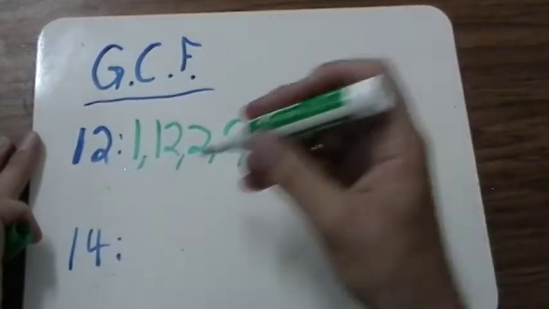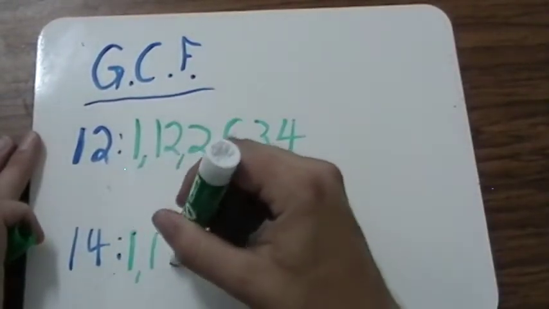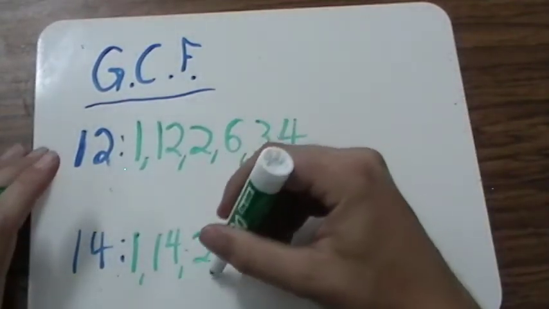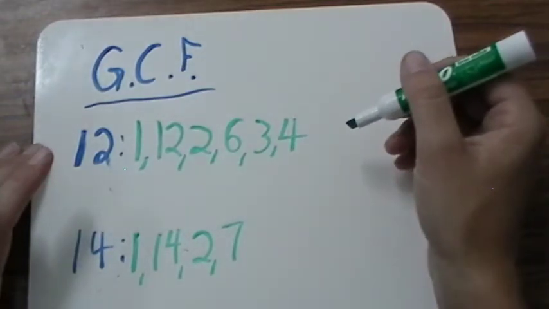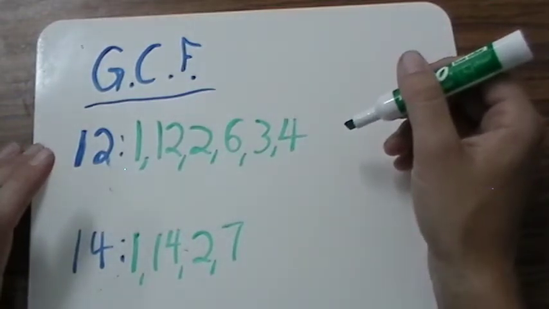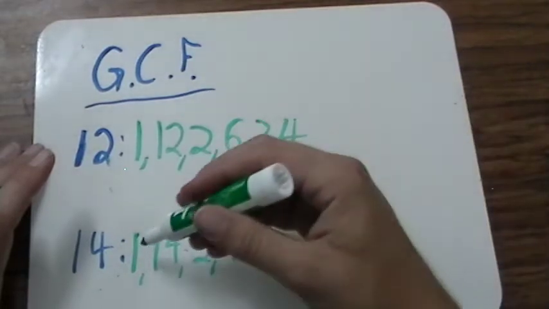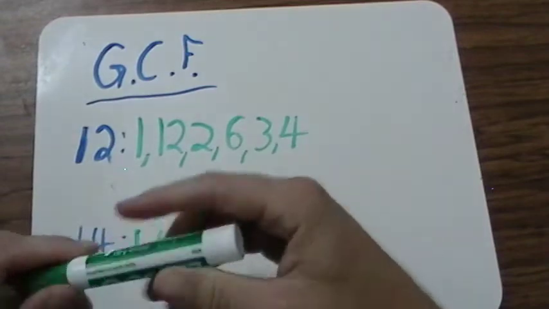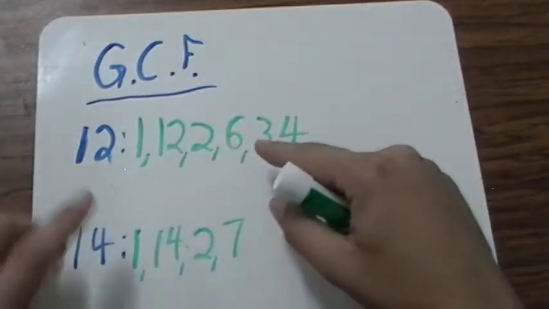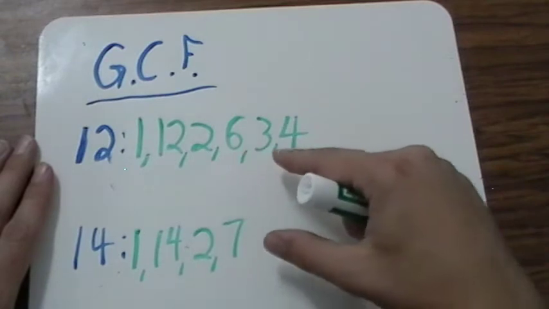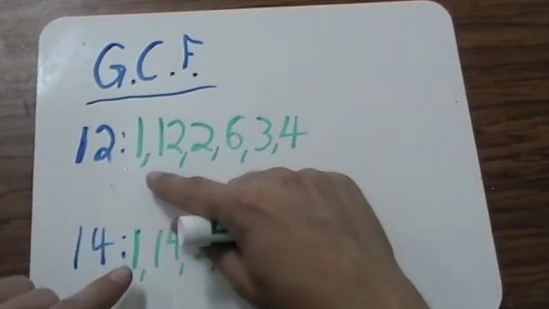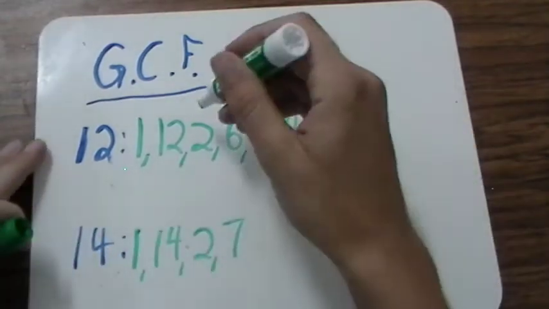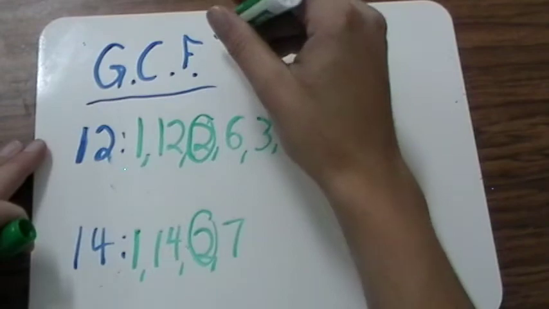Now let's do 14. 1 times 14. Good. 2 times 7. Good. 3? No. 4? No. 5? No. So these are all the factors. 1, 2, 7, 14. Which one is the greatest that they have in common? 1, 2, that's it. That makes 2 the greatest common factor.